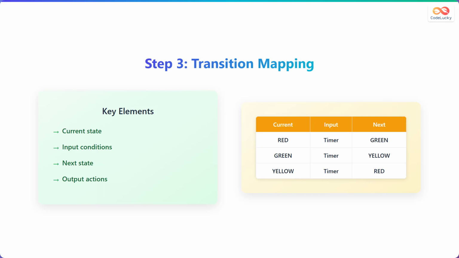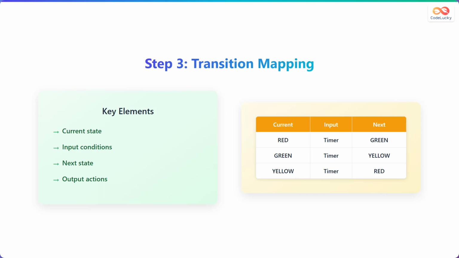Step 3 is transition mapping. After identifying the states, you need to define how the system transitions from one state to another. These transitions are triggered by specific conditions or events. Here are the key elements to consider: the current state, input conditions, the next state, and output actions.